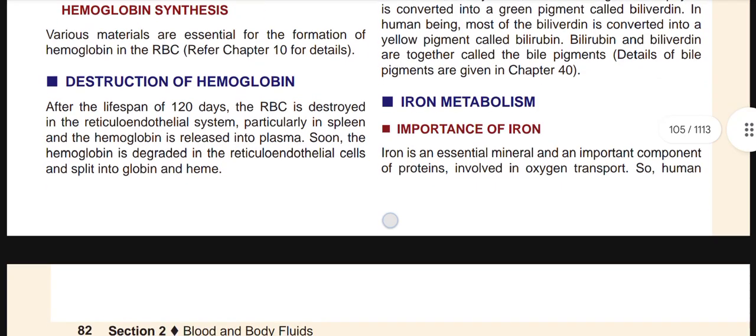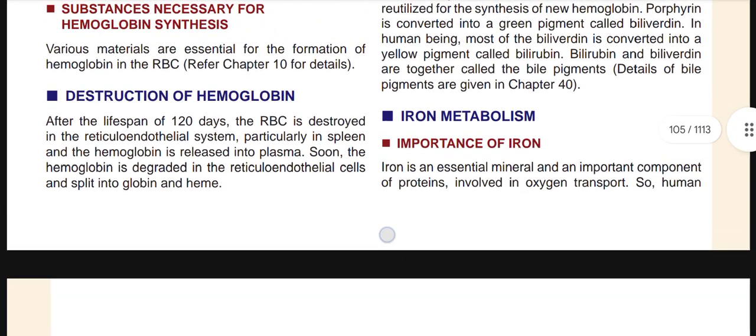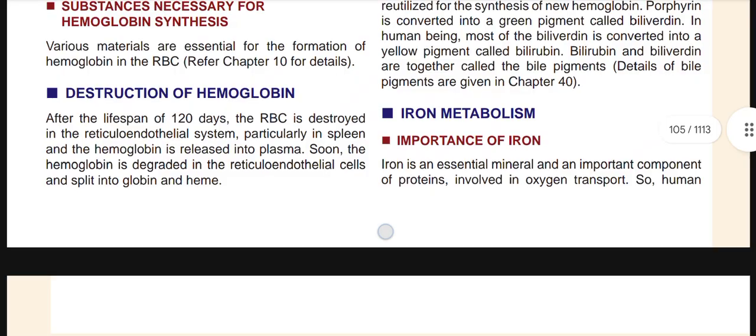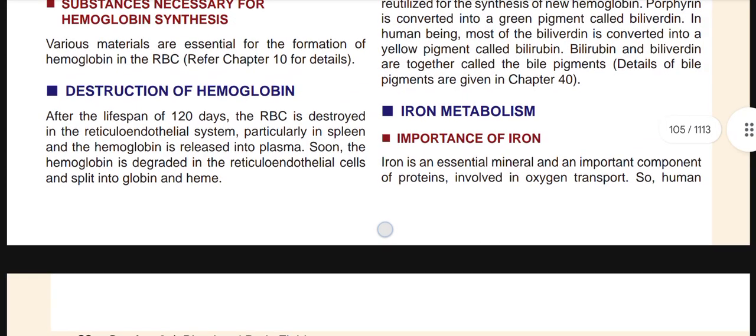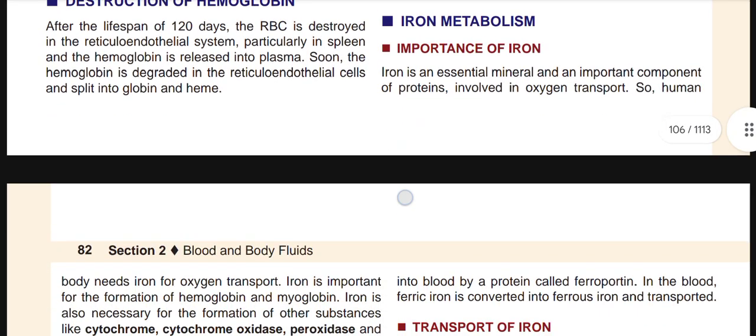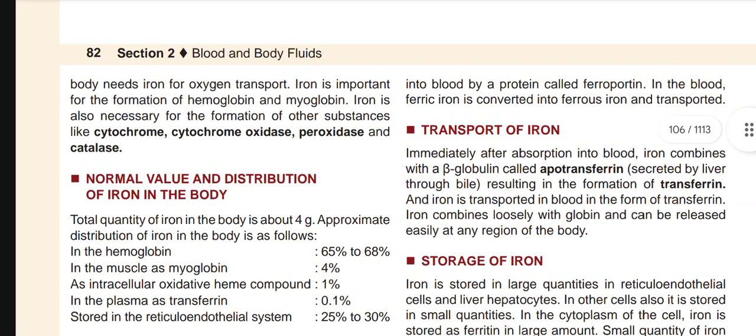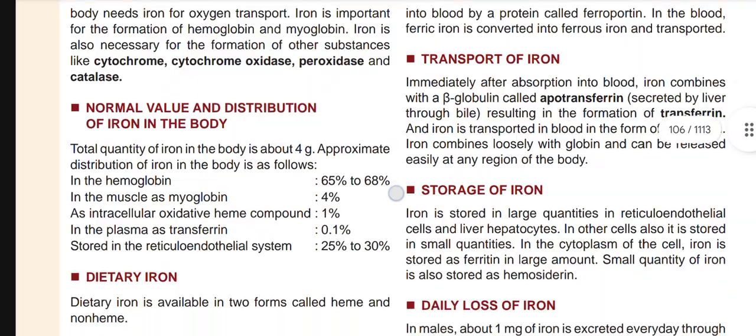Importance of iron. Iron is an essential mineral and an important component of proteins involved in oxygen transport. So the human body needs iron for oxygen transport. Iron is important for the formation of hemoglobin and myoglobin, and iron is necessary for the formation of other substances like cytochrome oxidase, peroxidase, and catalase.